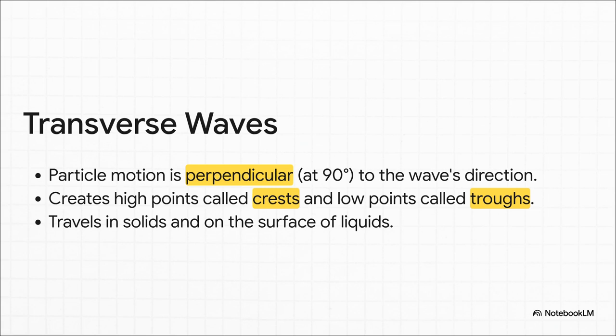The best way to picture this is to imagine flicking a rope that's tied to a doorknob. The wave of energy travels straight towards the door, but the rope itself is moving up and down, right? It's moving perpendicular to the energy's path. This up and down motion creates those classic wave peaks we call crests, and the low points, or troughs. And because they need this kind of rigid, shearing motion, you're really only going to find them in solids, or right on the surface of a liquid.